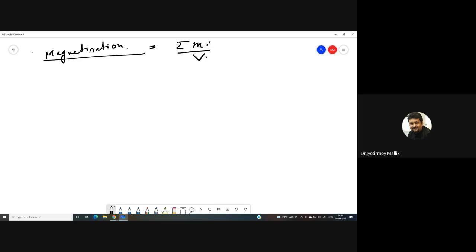Now suppose I take out a rock and then I measure its magnetization, and suppose this vector is magnetization. Okay. Now this would have essentially two components.